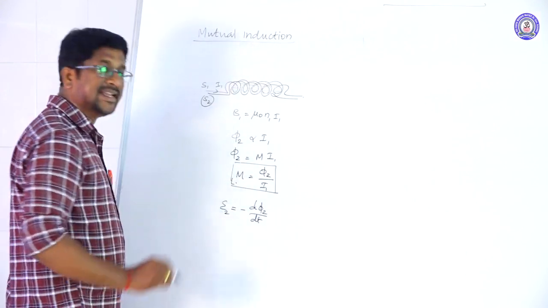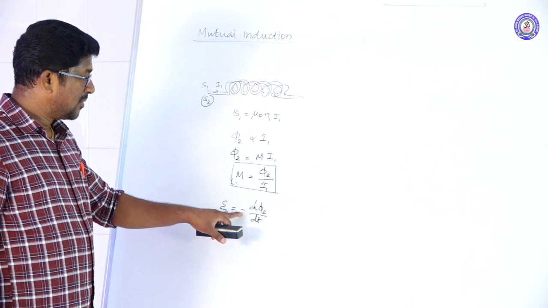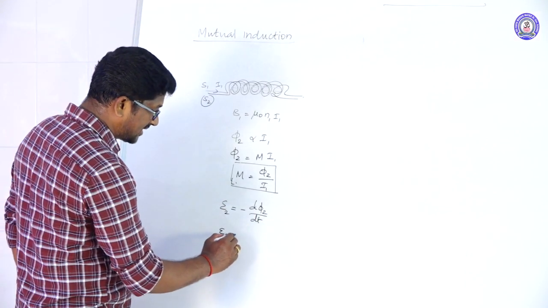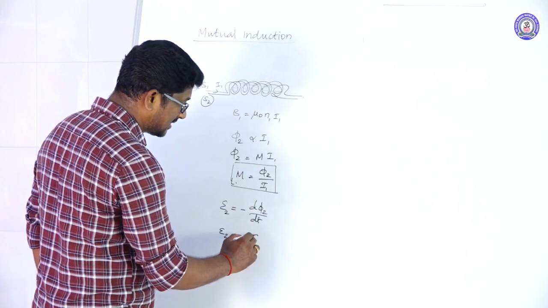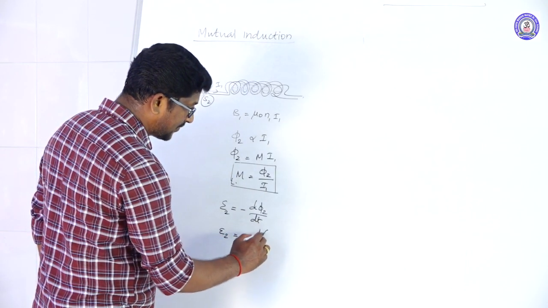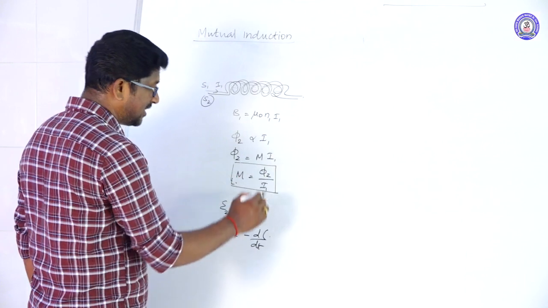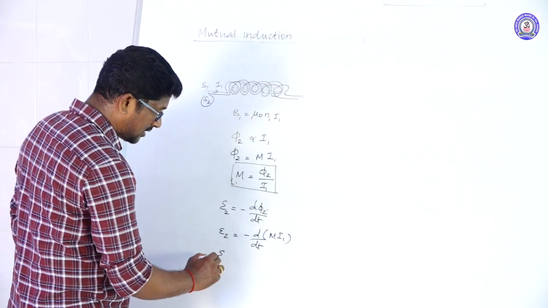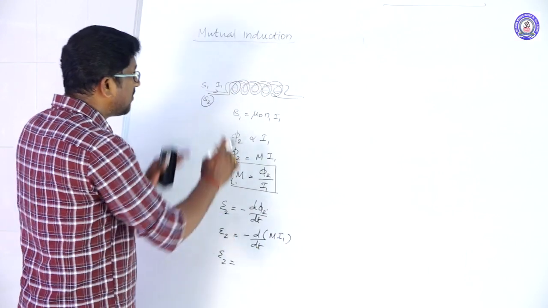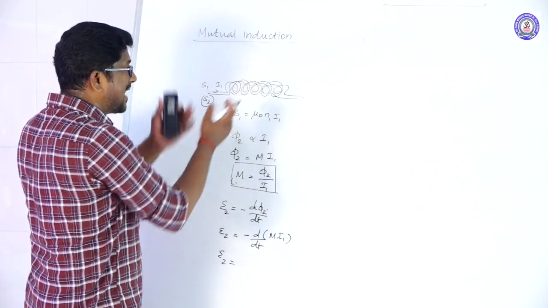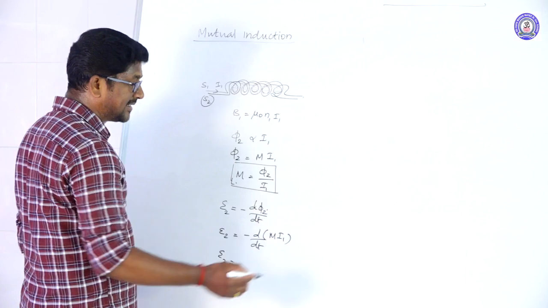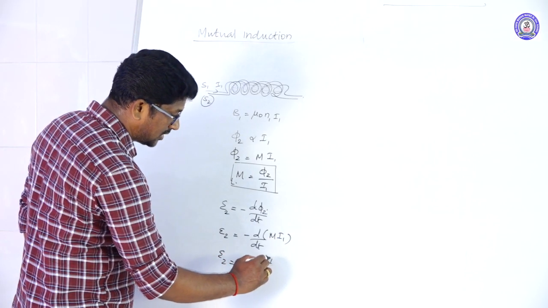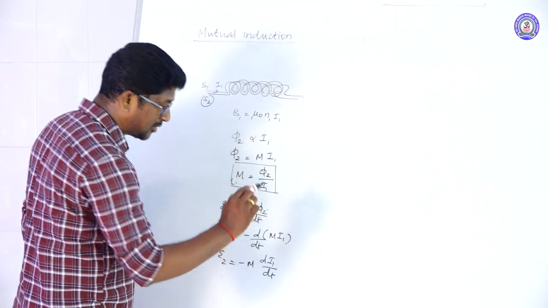It is represented by E2. So E2 is equal to minus d phi 2 divided by dt. The EMF induced in the second solenoid, E2, is equal to minus d by dt of phi 2, which is equal to M into I1. Or E2 is equal to minus M into dI1 divided by dt, since for a given pair of coils, their mutual inductance is constant.